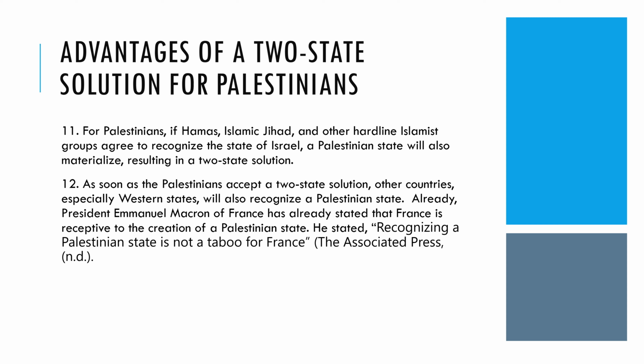11. For Palestinians, if Hamas, Islamic Jihad, and other hardline Islamist groups agree to recognize the State of Israel, a Palestinian state will also materialize, resulting in a two-state solution.